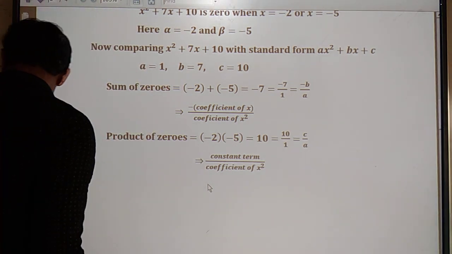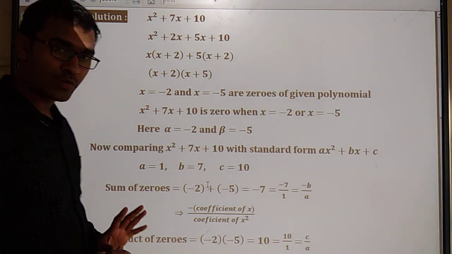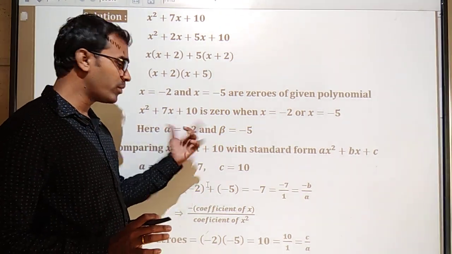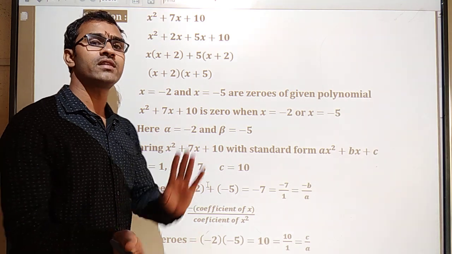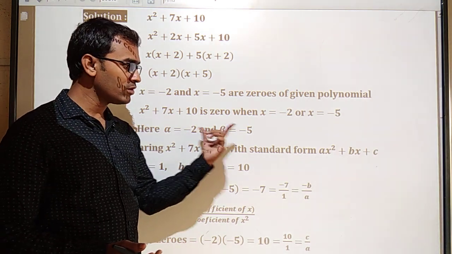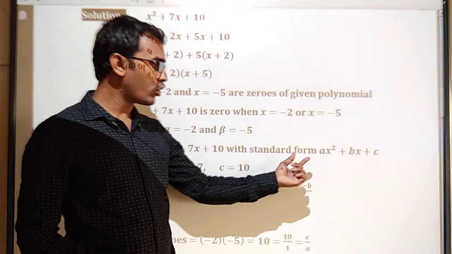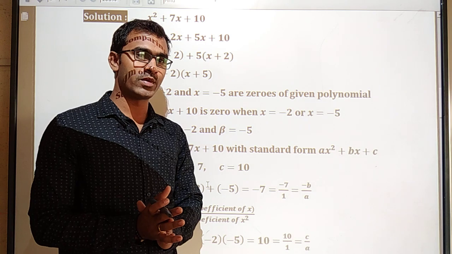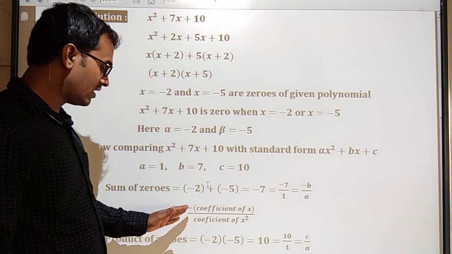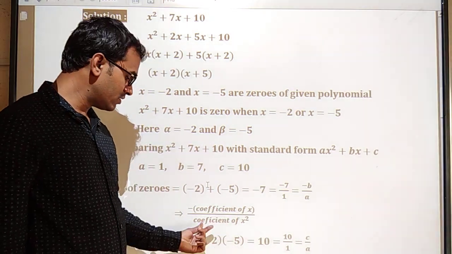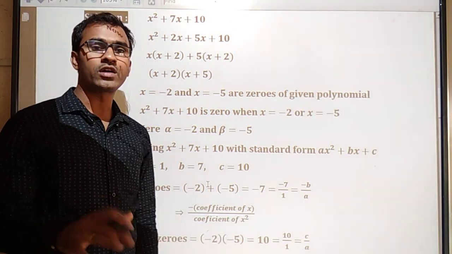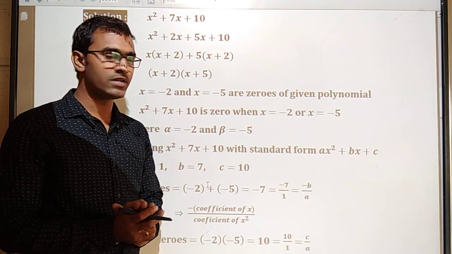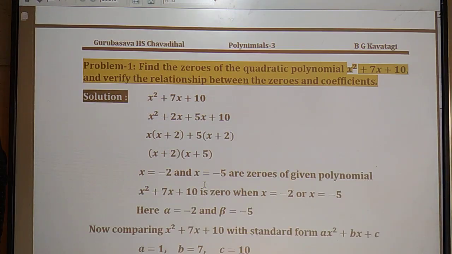First, you solve the zeros of polynomial problem. This is the question: first find the zeros alpha and beta of the polynomial, then compare with the coefficients of the polynomial, and prove that the sum of zeros is equal to minus coefficient of x upon coefficient of x square, and the product of zeros is equal to the constant term upon coefficient of x square. This is the first question.